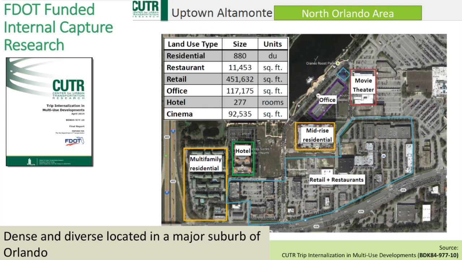All right, and the next one was Uptown Altamonte near the Orlando area. This one was dense and diverse, located in a major suburb of Orlando. As you can see, the individual land uses were multi-family residential, hotel, mid-rise residential, movie theater, and office. And as you can see, the sizes that they looked at in this multi-use development.